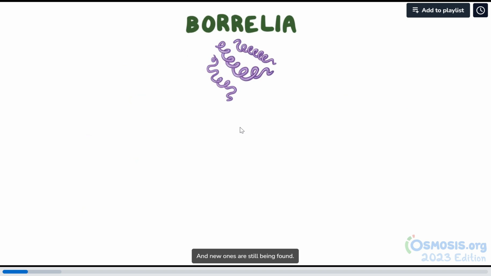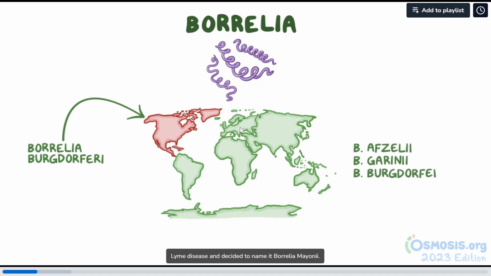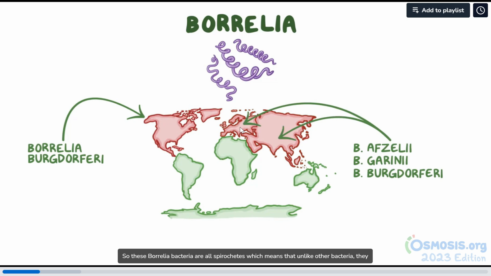Lyme disease in people is caused primarily by Borrelia burgdorferi in North America and by B. afzelii, B. garinii, and B. burgdorferi in Europe and Asia. In domestic animals, only B. burgdorferi is confirmed to cause Lyme disease.